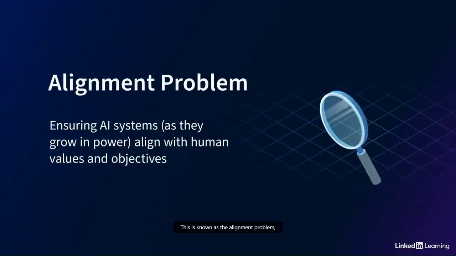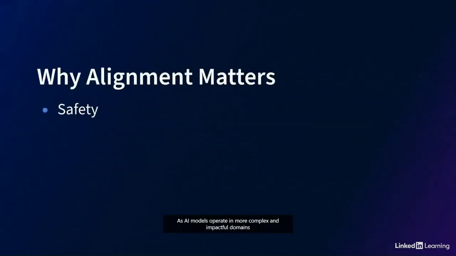This is known as the alignment problem, and it goes beyond just ethics and into the realm of system design and governance. Let's discuss why alignment matters. Safety. As AI models operate in more complex and impactful domains like healthcare or finance, ensuring their actions align with human values is crucial for safety.